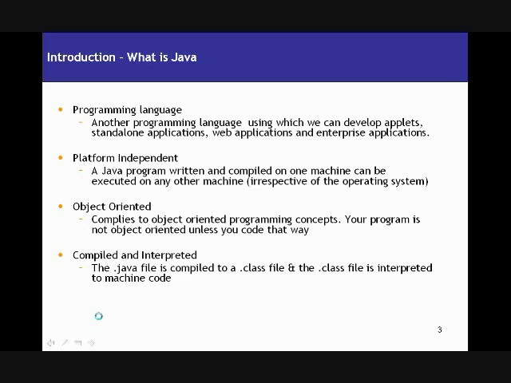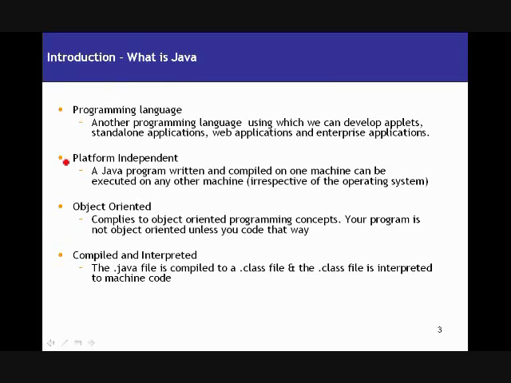Right? Okay, so what is Java? Java is nothing but a programming language. So as we have got other programming languages like C, C Sharp, C++, and many others, right? So Java is also a programming language. So this is a programming language using which you can develop applets, you can develop standalone applications, you can develop web applications, you can develop enterprise applications. So this is basically a very strong programming language, and it is one of the most widely used programming languages.